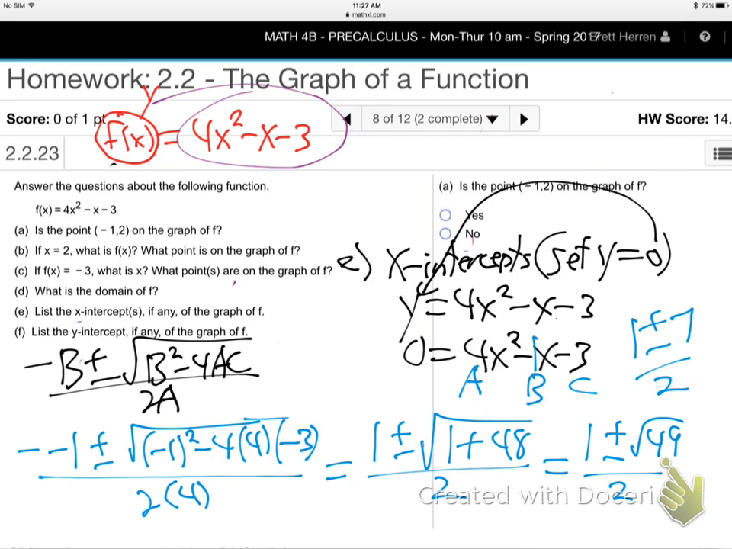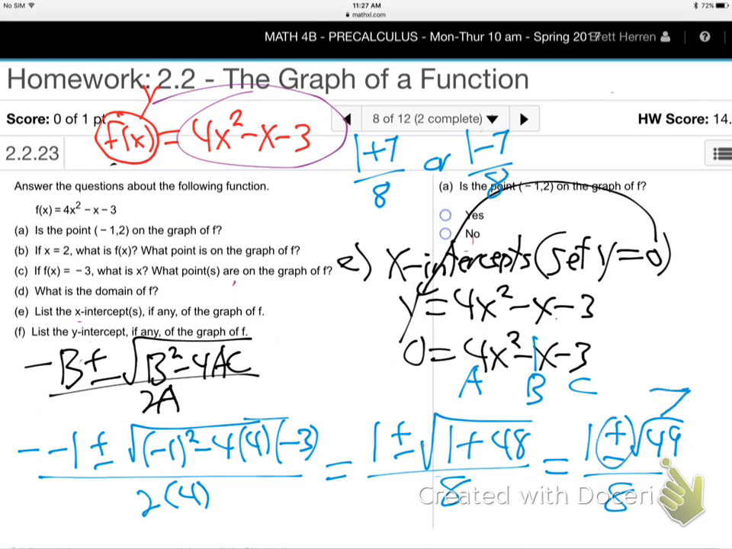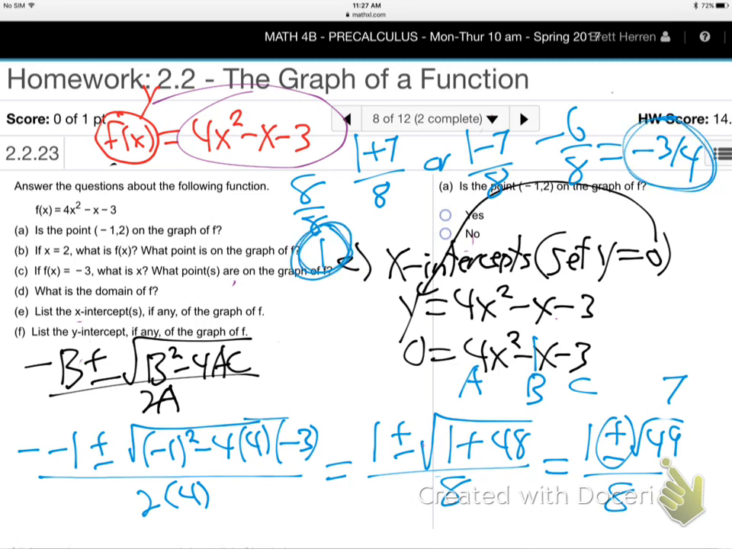What's that? Oh, thank you. You're right. 2 times 4 should be 8 on the bottom. Thanks. So then this should be 1 plus 7 over 8, or 1 minus 7 over 8, right? Because it's plus or minus, and this is 7. So 1 plus or minus 7. That's 8 over 8, which is 1. This one is minus 6 over 8, which is minus 3/4. So the two x-intercepts are 1 and minus 3/4.